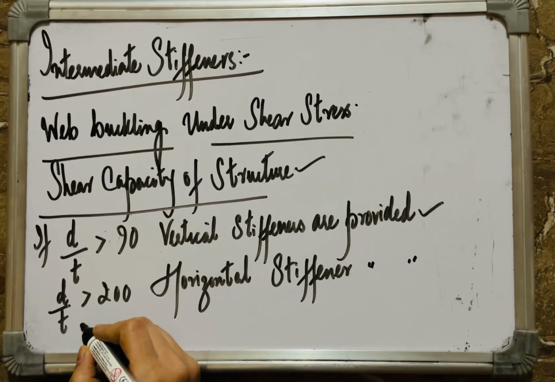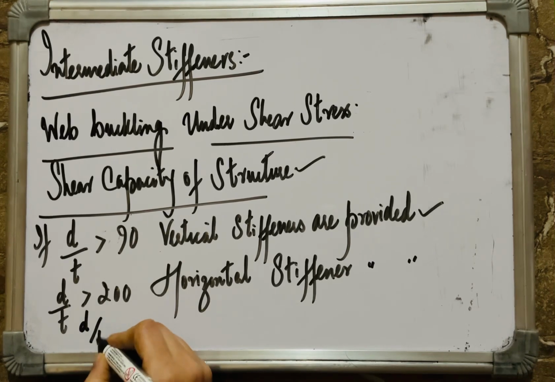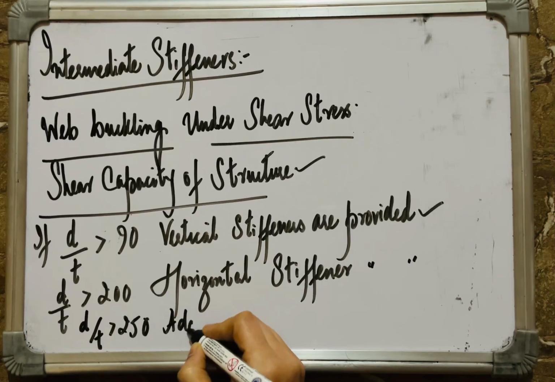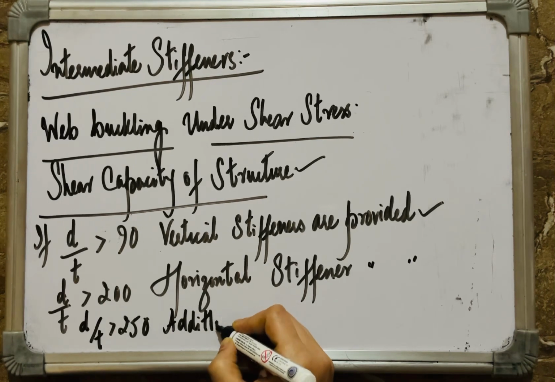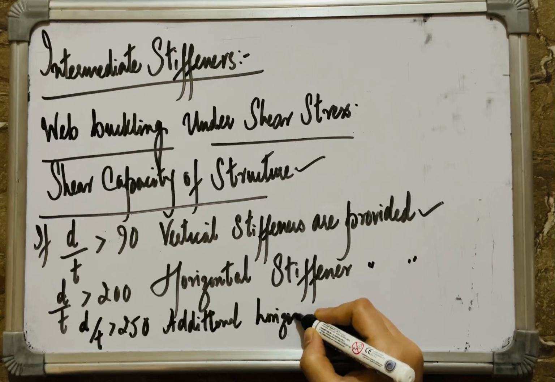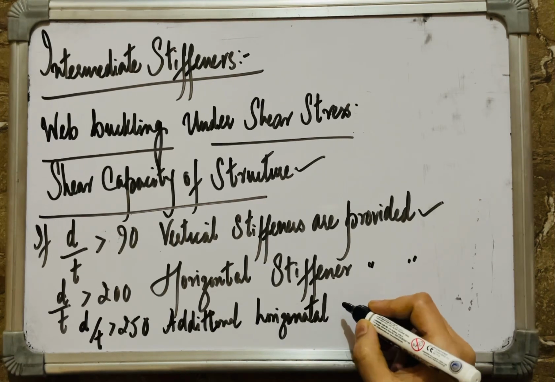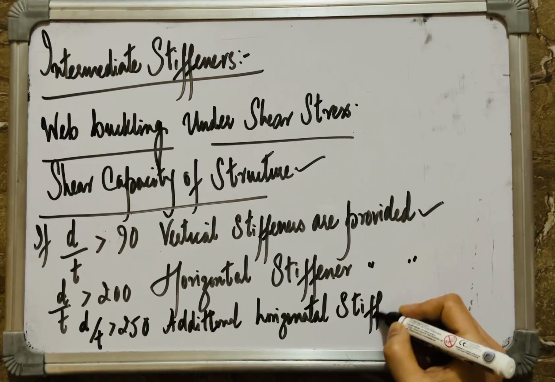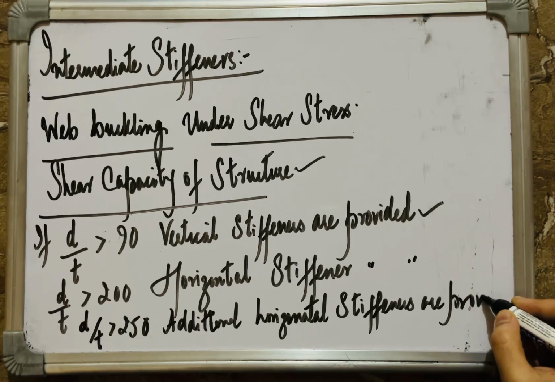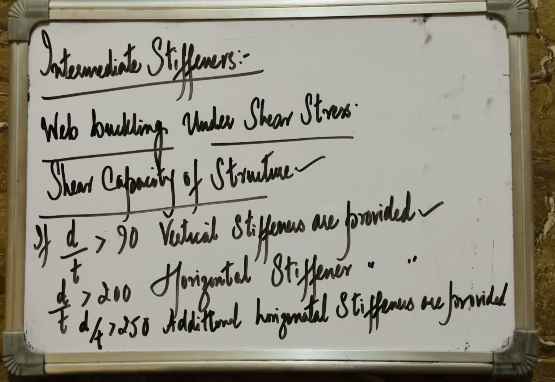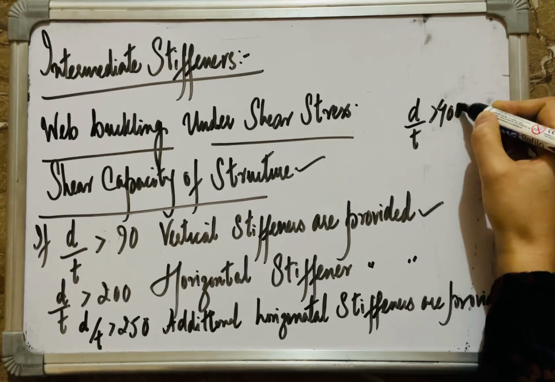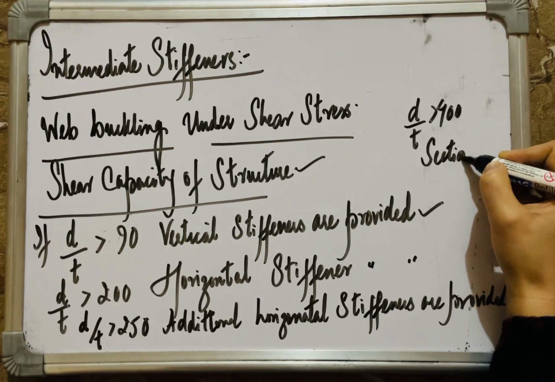If it's greater than 250, additional horizontal stiffeners are provided. And if it's greater than 400, the section has to be redesigned. All right. If D by T ratio is greater than 400, the section has to be redesigned.